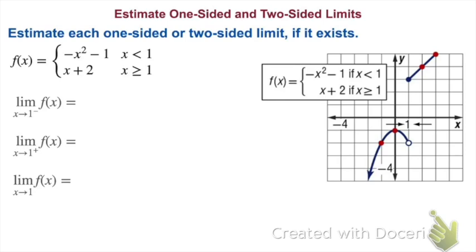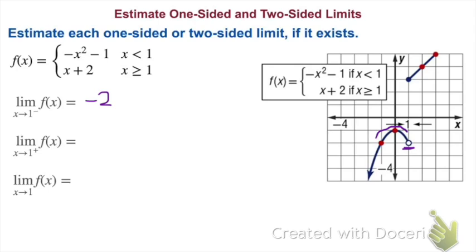Here's a graph that we have, and it says estimate each one-sided limit or two-sided limit and tell me if it exists. So the first thing we're going to do is the limit as x approaches 1 from the left of f of x. If you look at your graph, we're looking at this part of the graph as we're approaching 1. We're coming in on our x, getting close to 1, and this is our y value we're approaching. And we are approaching -2.